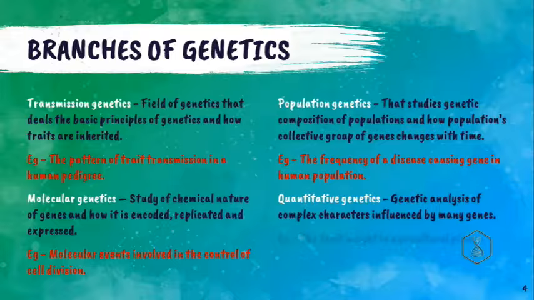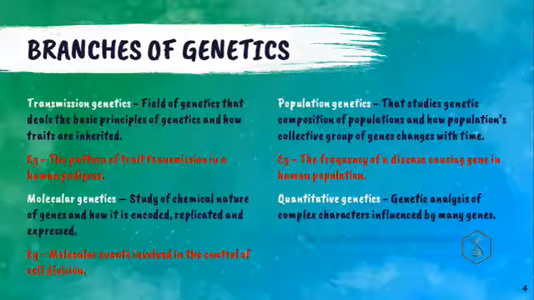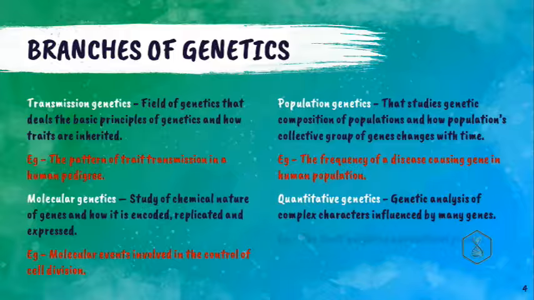Finally, the fourth branch, that is quantitative genetics, deals with the study of genetic analysis of complex characters which are influenced by many genes. Example for this branch is the fruit weight in agricultural plants. In agricultural plants, the fruit weight is influenced by many genes, a polygenic interaction, and the genetic analysis of such complex characters is included in quantitative genetics.